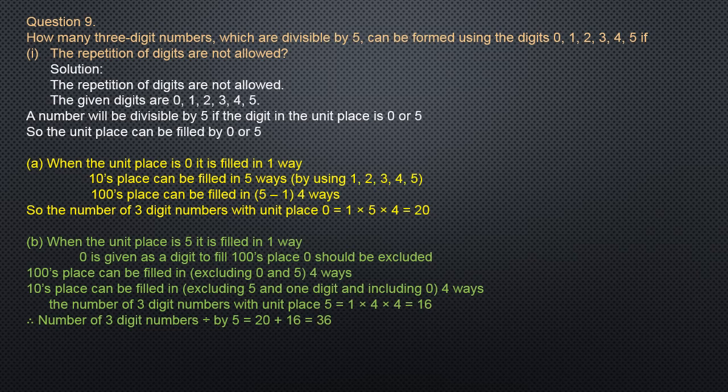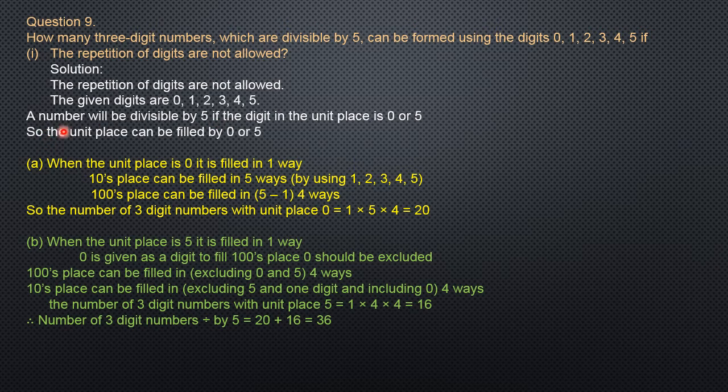Hello students, this is question number 9. How many 3-digit numbers which are divisible by 5 can be formed using the digits 0, 1, 2, 3, 4, 5? Only 6 digits. In the first subdivision, repetition of the digits is not allowed. Therefore, I will consider the given condition and write the given digits.